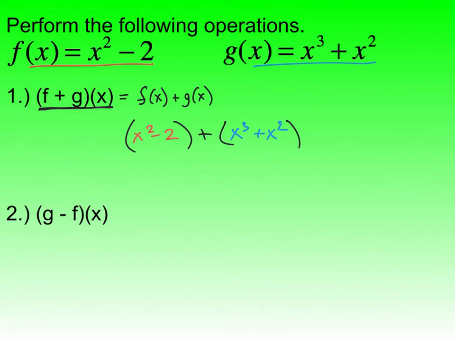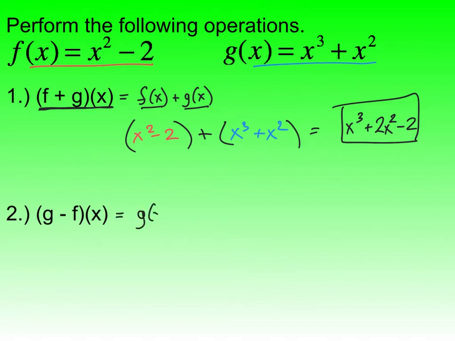And then we will simply add them together for our answer to get, that's going to be then x cubed plus 2x squared minus 2 is our answer. That is what f plus g of x is, or what f of x plus g of x is. Moving on to number 2. Now this concept would be g of x minus f of x. Okay, so that way if you see this notation, you're not shocked by it.